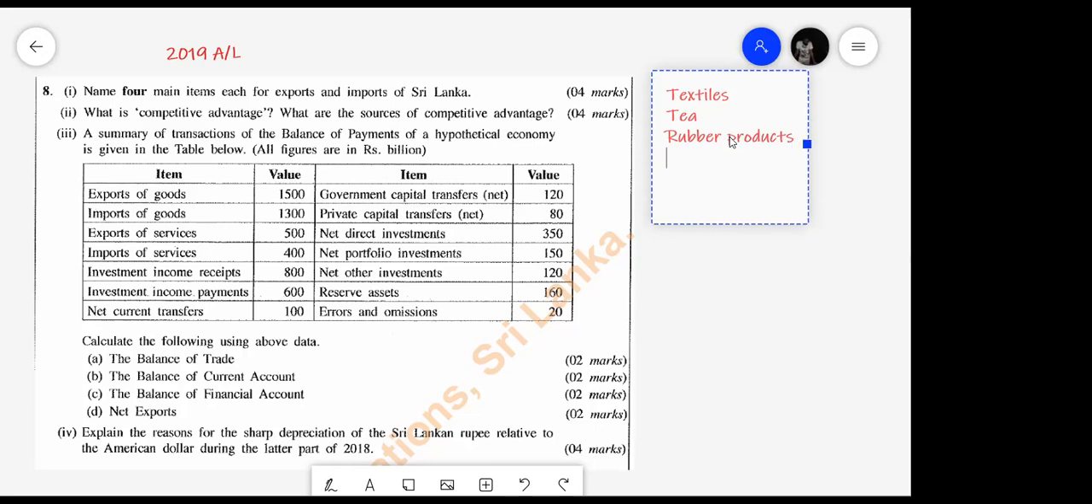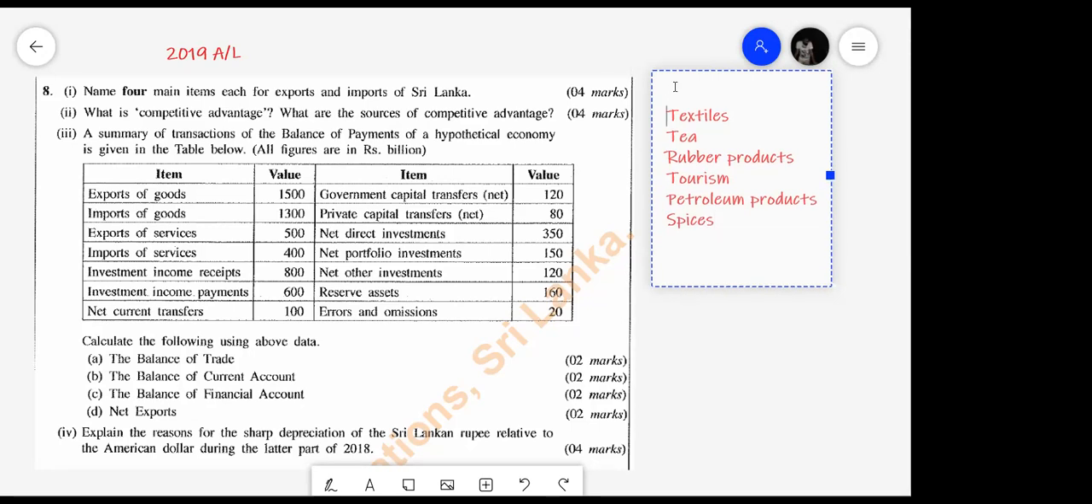Yes, you can even talk about tourism, fine. So you can give things like this. There is petroleum something. If I'm not mistaken, petroleum products or something. There is something that we export. So things like that you all can give. Yes, maybe spices. Okay, fine. So remember, you all need to write the main ones. Okay, so if you look at our imports, what are our main imports?